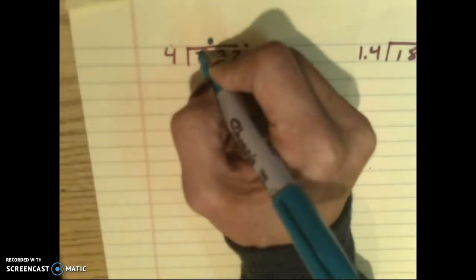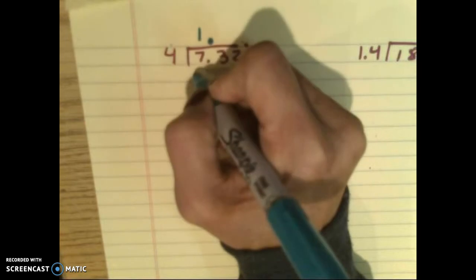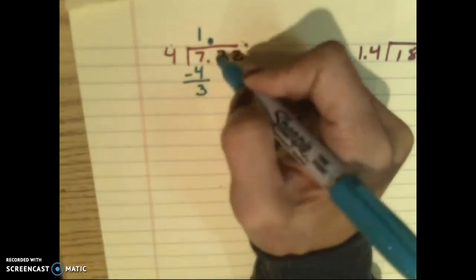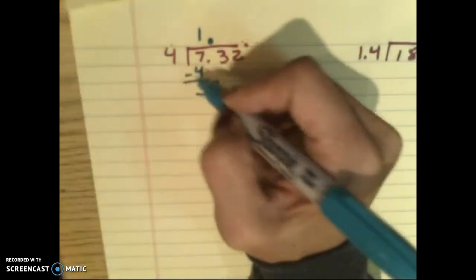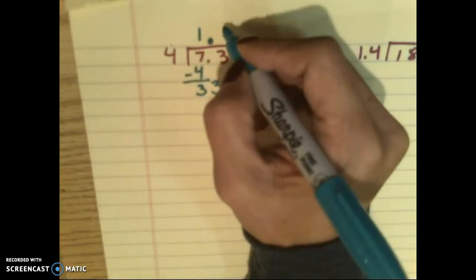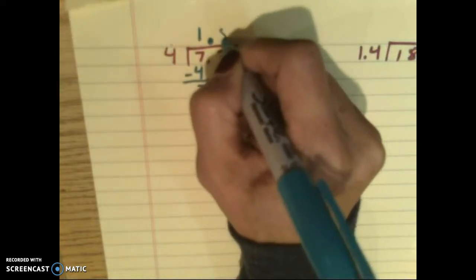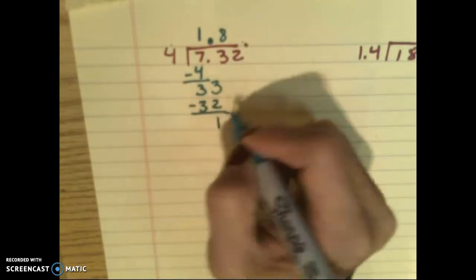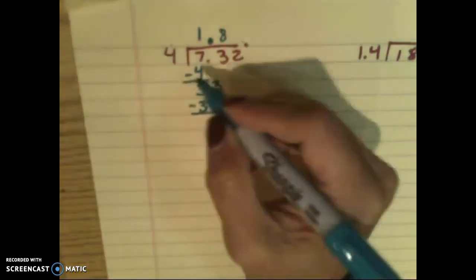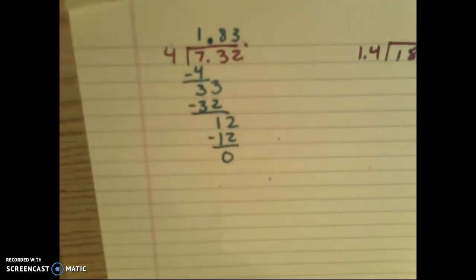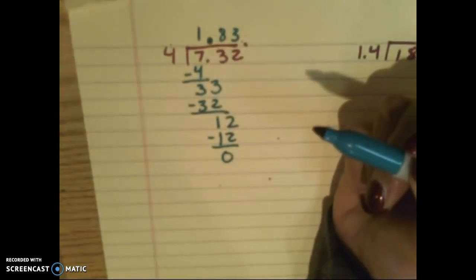All right, so 4 goes into 7 one time, divide, multiply, 4 times 1 is 4, subtract, 3. Now I'm going to bring down. 4 goes into 33, 8 times. 8 times 4, multiplying, 32, subtract, 1, bring down, brother says bring down, 12, and then 4 times 3 is 12, subtract, I have a remainder of 0. Same division rules, the only thing is you want to line up the decimals.